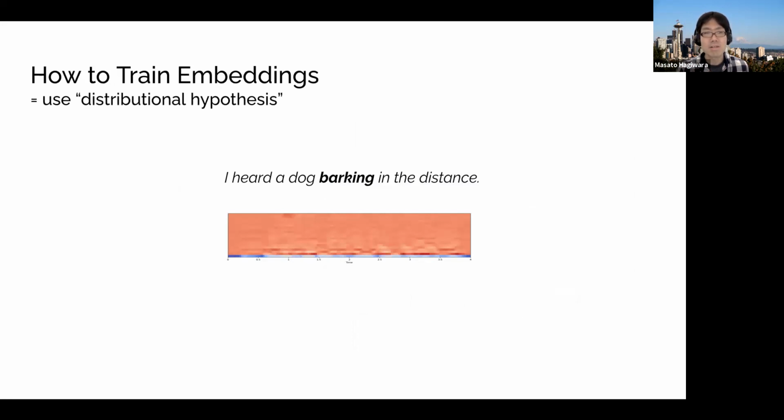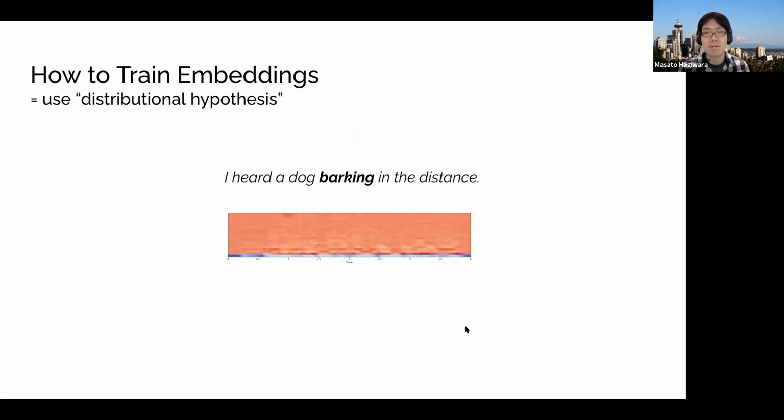And the second question is how to train them. For training embeddings, we use something called the distributional hypothesis, which is pretty popular in computational linguistics. The concept is pretty simple. If you look at the surrounding words in the same sentence, you can know a lot about the word itself. You can know a lot by its company.